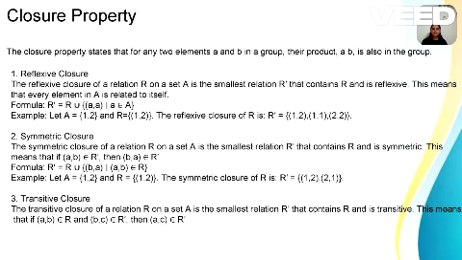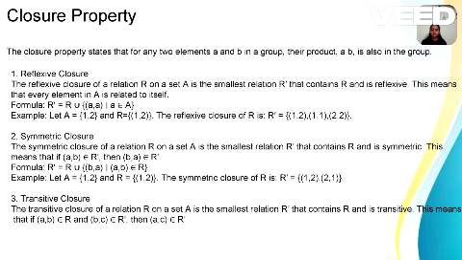Now let's take an example where A is a set of elements 1 and 2, and R is a set of elements (1, 2). The reflexive closure of R is R' = {(1, 2), (1, 1), (2, 2)}. Symmetric closure. The symmetric closure of a relation R on a set A is the smallest relation R' that contains R and is symmetric. This means that if (a, b) belongs to R', then (b, a) belongs to R'.